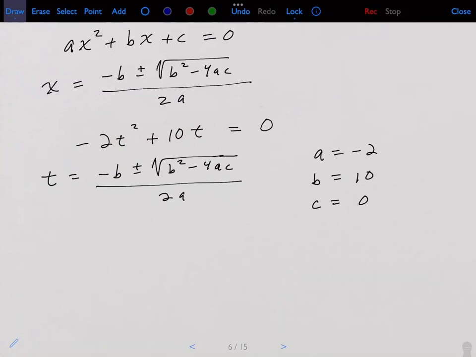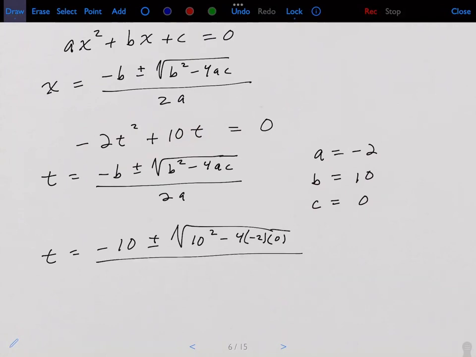Whenever you use the quadratic formula, you have to write it in this form where you put everything on one side equals 0. And you should put the square term first, then the linear term, and then the constant. All right, so now that we know a, b, and c, we can just plug in. So we have t is equal to minus, b was 10, plus or minus the square root of 10 squared minus 4 times -2 times c, which was 0, all divided by 2 times a, which is -2.